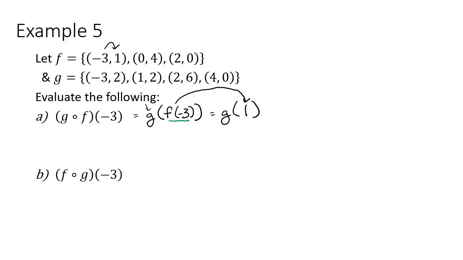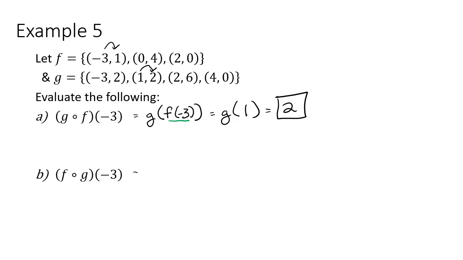But the g is still on the outside waiting for its turn. And now that it's next up in line, we just do function evaluation again. Now we have to figure out g of 1. And g of 1 would be equal to 2. All right, so it's just about evaluating the functions in order.